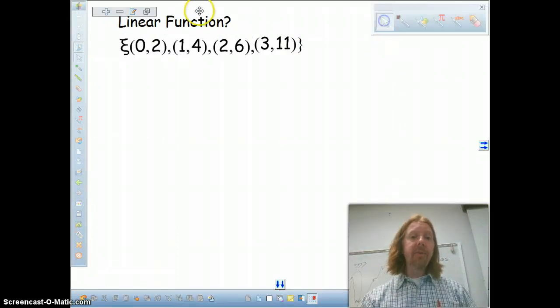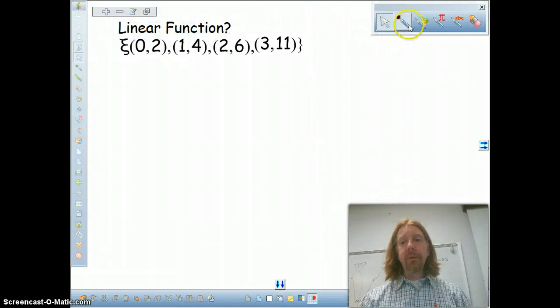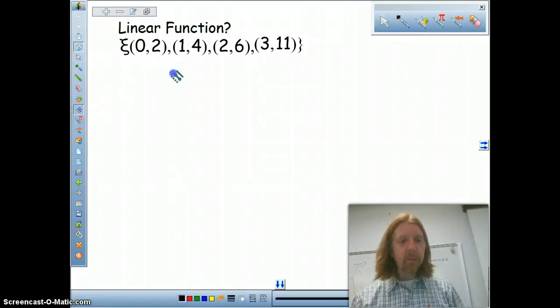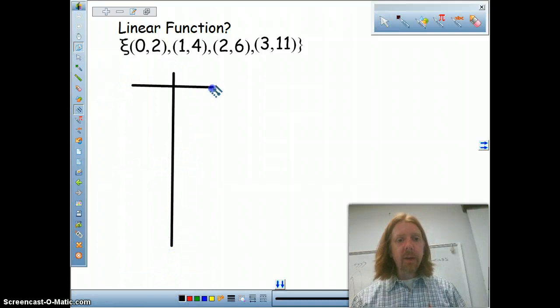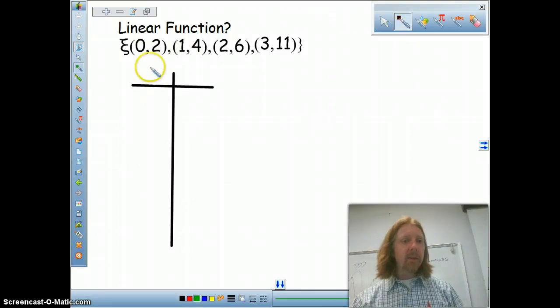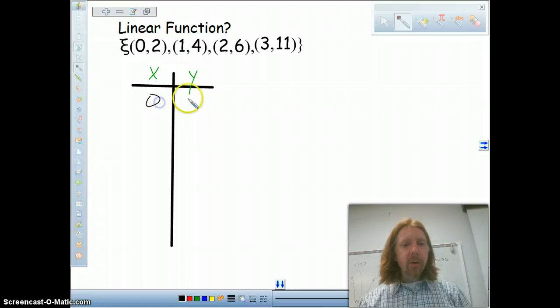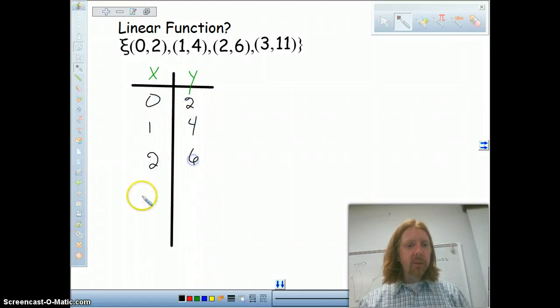And that's my challenge. Identify if those do or do not. So first I'm going to put them onto a t-table. So I'll make my little t-table. Let's see, x, y, back to my black pen, a little easier to read. So 0, 2, 1, 4, 2, 6, 3, 11.